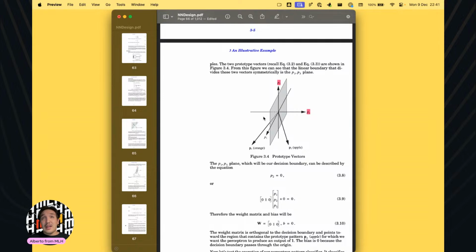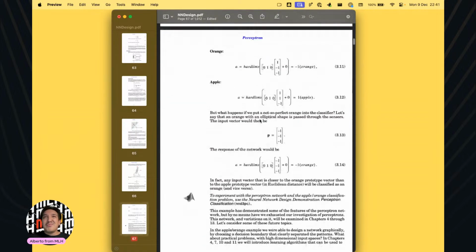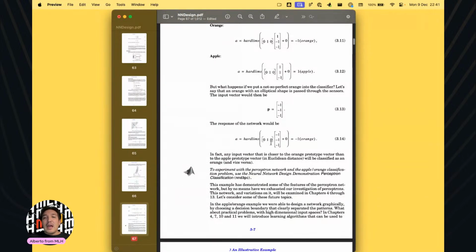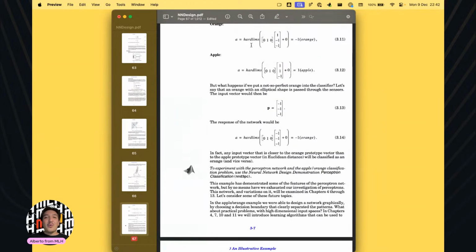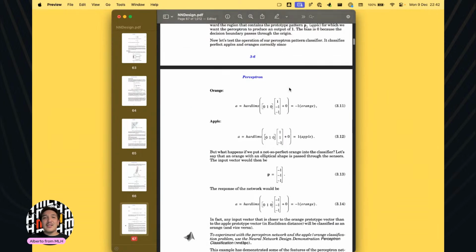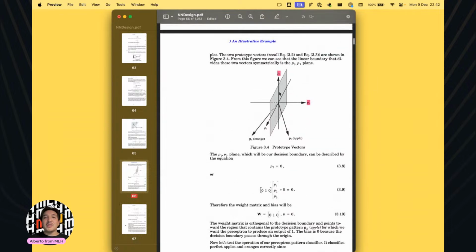And based on the one we chose before, the classification of this new test point will be here, this test vector. And that's exactly that. The classification gives us -1 for the orange, right? So that's how we design the perceptron neural network.